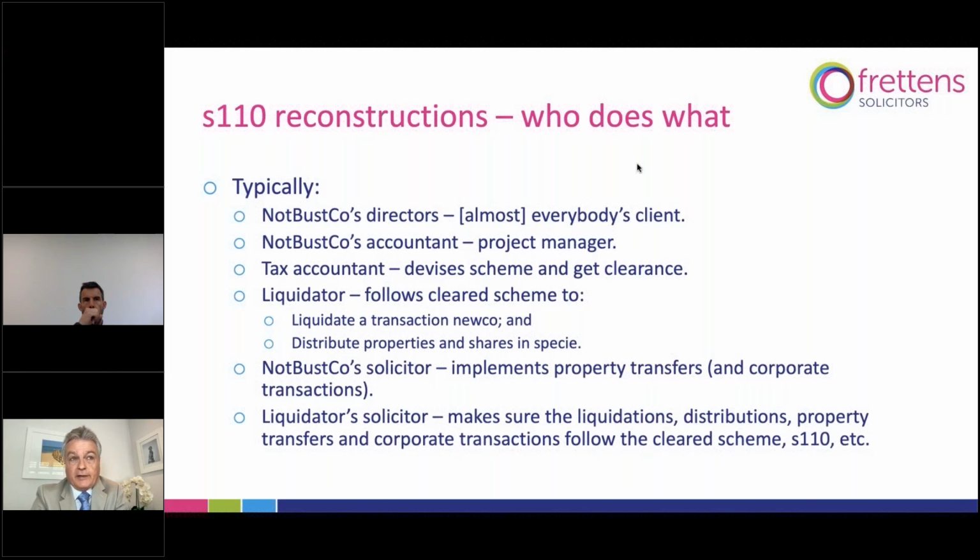And if it's a plan to split the company into 2, they probably won't even be talking about a liquidation at the outset. It'll just be a bit of a conundrum because they won't know how to do it. And so to be able to say Section 110 is extremely useful in a situation like that.